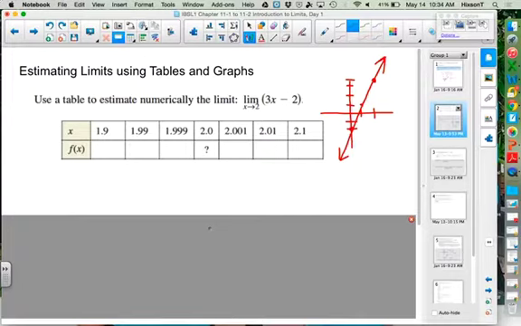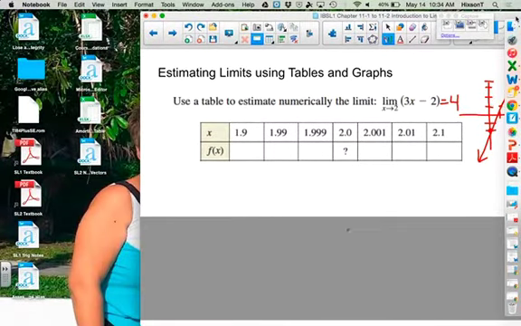Now, on this one, it's actually really easy to see. Because we have this continuous line, all right, what is this point? It's 2, 4. Okay? We've got 2, 4. All right? And in this case, the limit as x approaches 2 of 3x minus 2 does equal 4. But let's use our table. I'll bring up the calculator here.